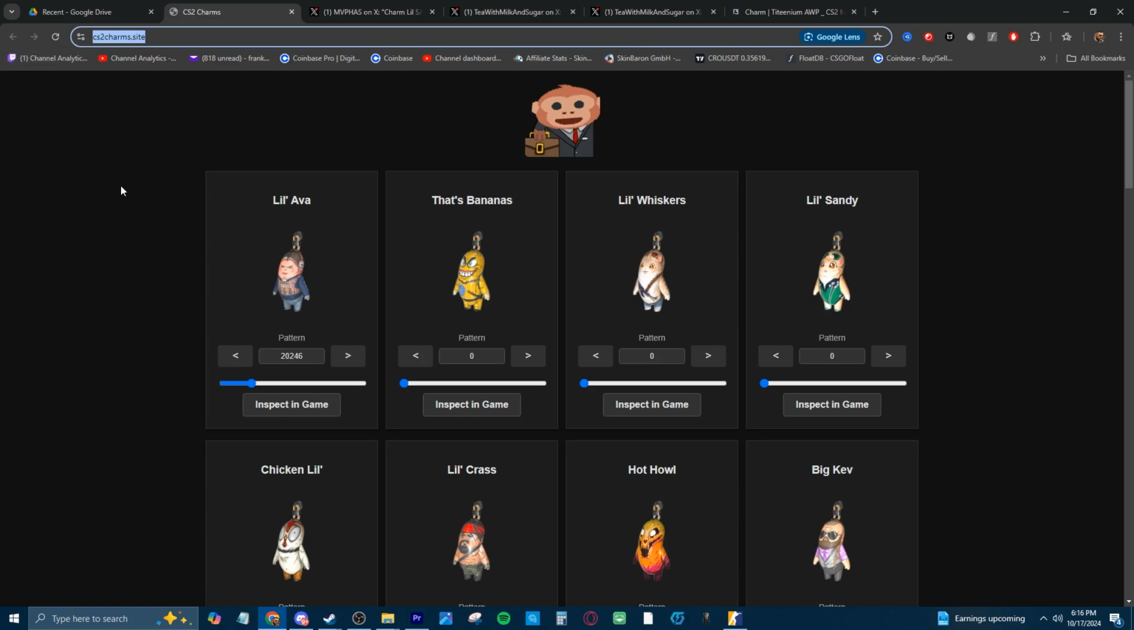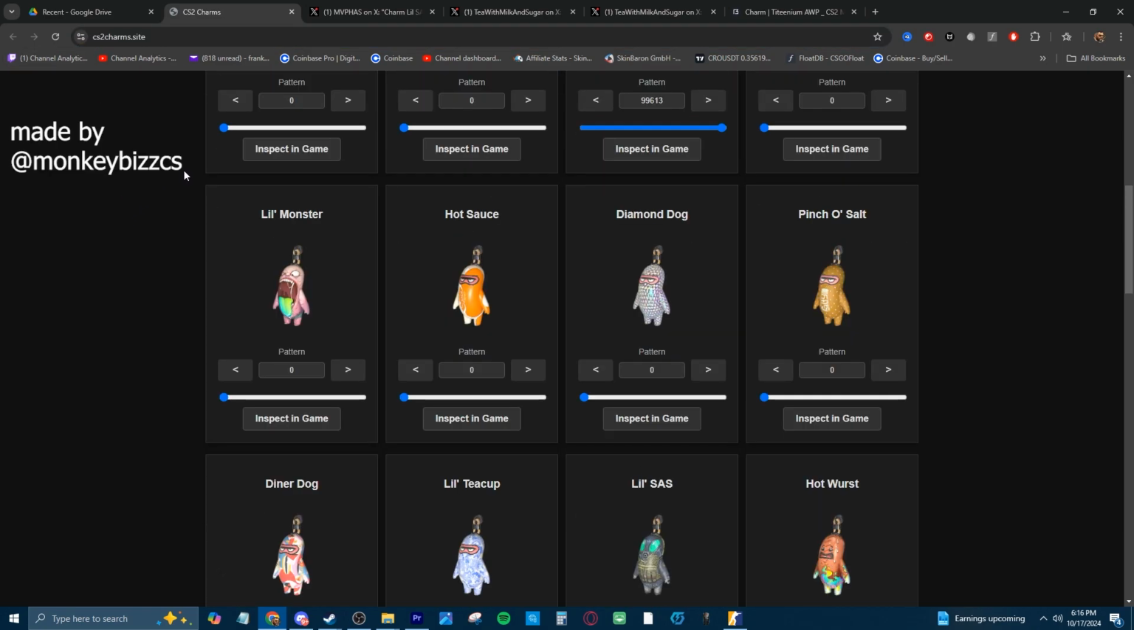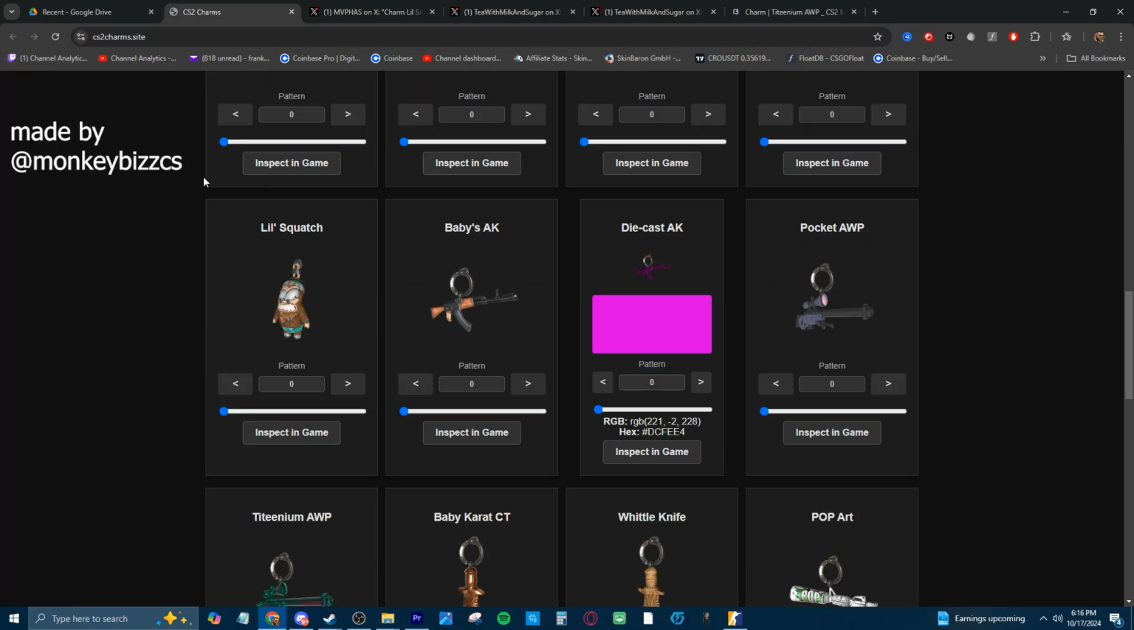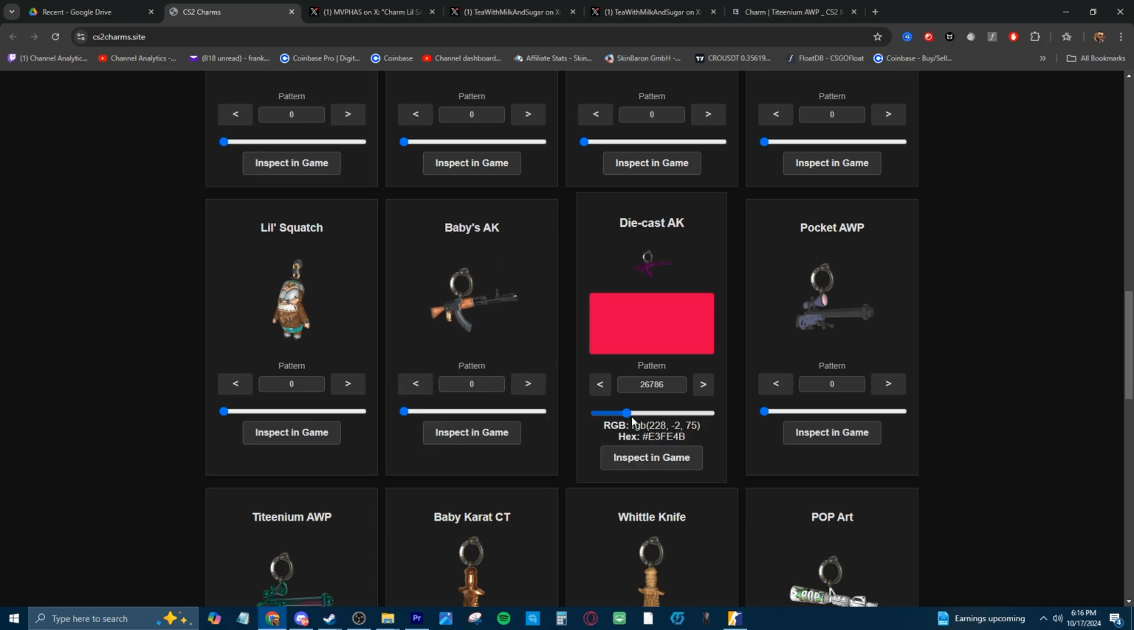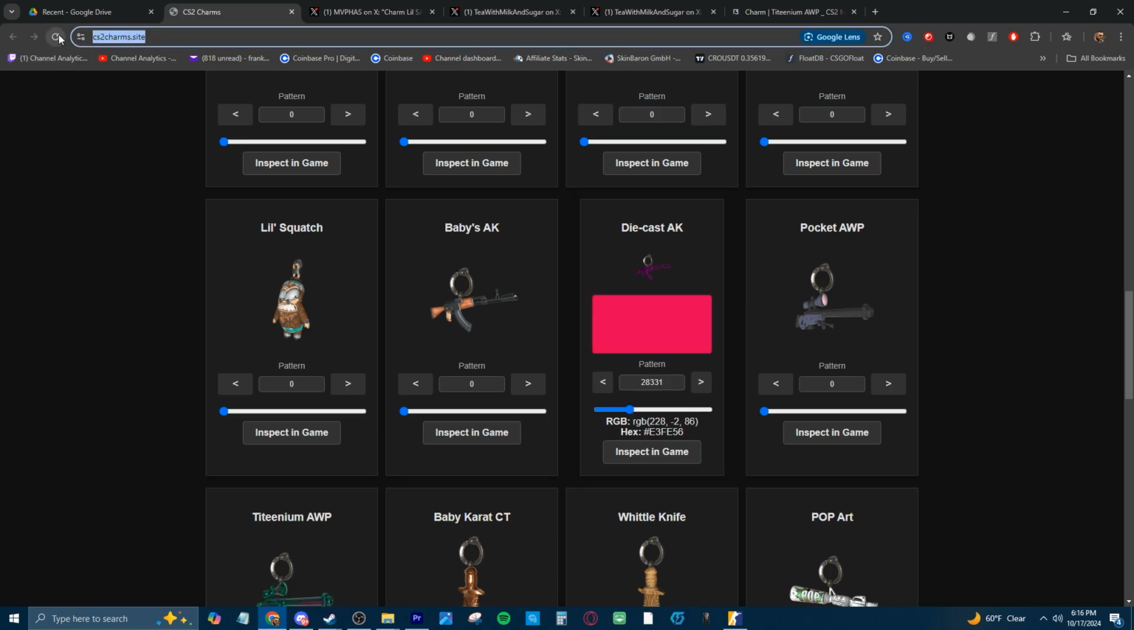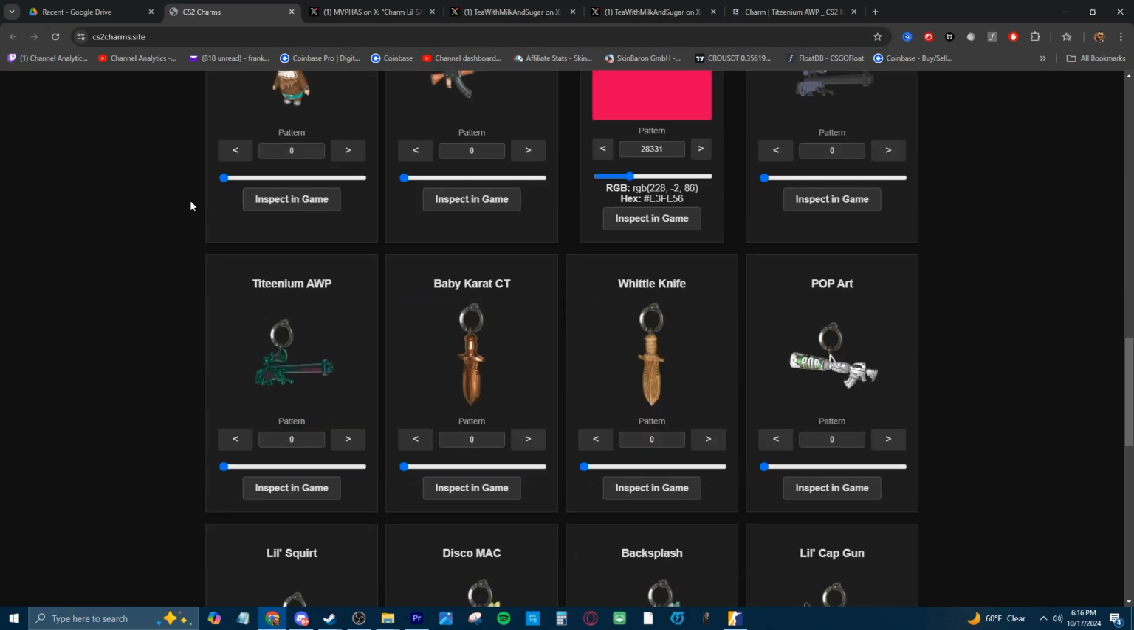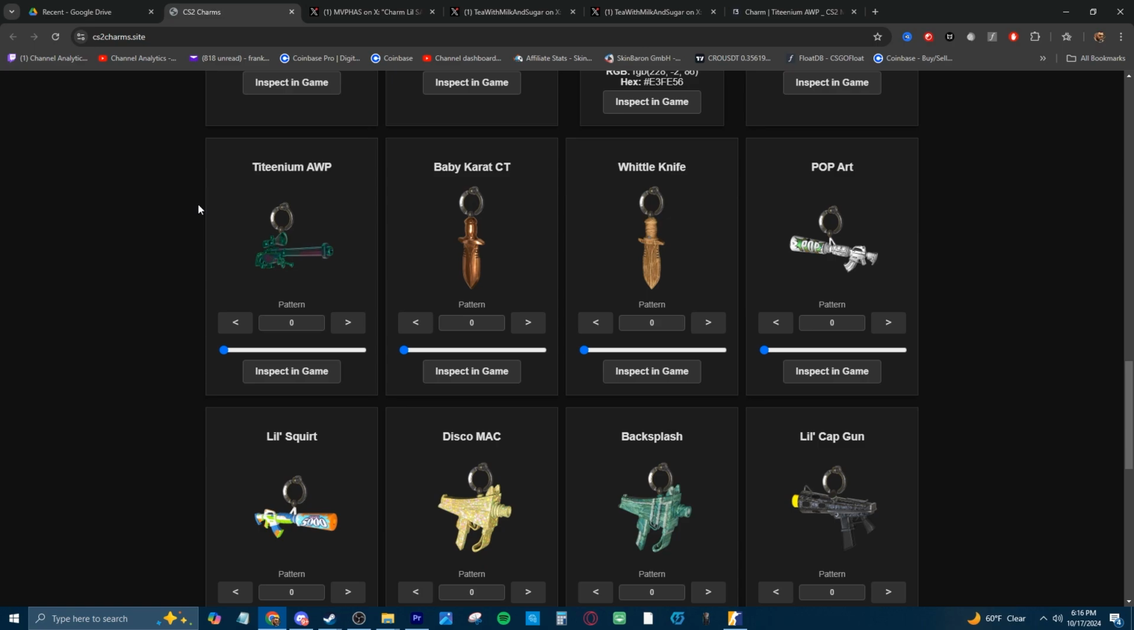This site is called CS2charms.site. Just some random dude made it, so shout out to him. And let me find a good charm. This is a very basic work in progress, and I'm sure he's going to make this a lot more straightforward. But with the diecast AK, for example, he actually shows you the actual hue. You don't even have to inspect it in game. It just shows you the hue depending on what the pattern is. See how different a 90k and 100k is, and then a 0 and a 10k. Those are completely different colors right there. So CS2charms.site is a very helpful starter to look between patterns and compare them.